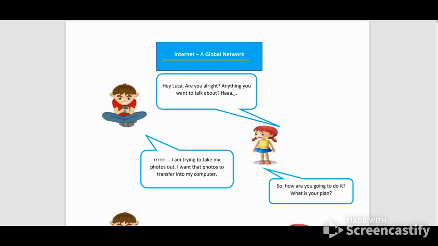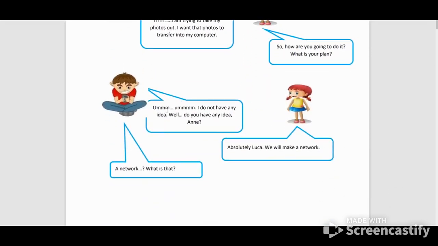Hey, Luca, are you alright? Anything you want to talk about? Huh? I'm trying to take my photos out. I want those photos to transfer into my computer. So, how are you going to do it? What's your plan? Um, I don't have any idea. Well, do you have any idea, Ian? Absolutely, Luca. We will make a network. A network? What is it?